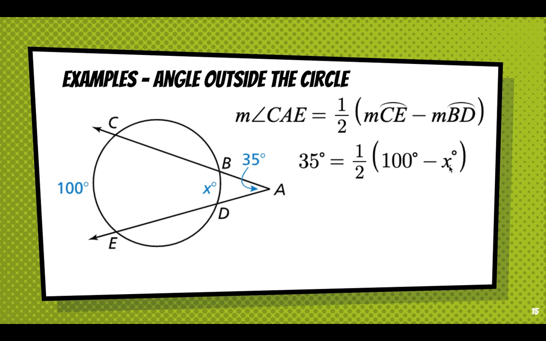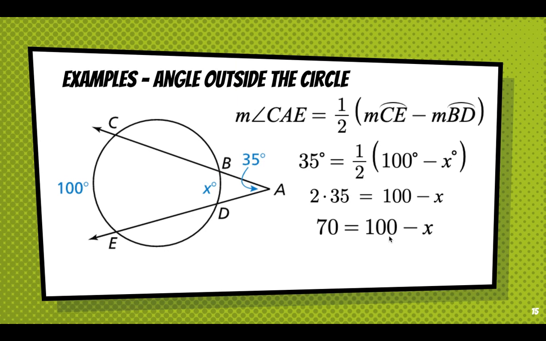Now, this is where I disagree with distributing the 1/2. A lot of you will look at this, and the first thing you'll do is you'll just automatically distribute the 1/2. I'm not going to do that. Instead, I'm going to just multiply both sides of this equation by 2 to get rid of that 1/2. So I get 2 times 35 is equal to 2 times 1/2, and so that just gets rid of the 1/2. That just becomes 1. So I have 2 times 35 is equal to 100 minus x. So 2 times 35 obviously is 70. 70 equals 100 minus x.